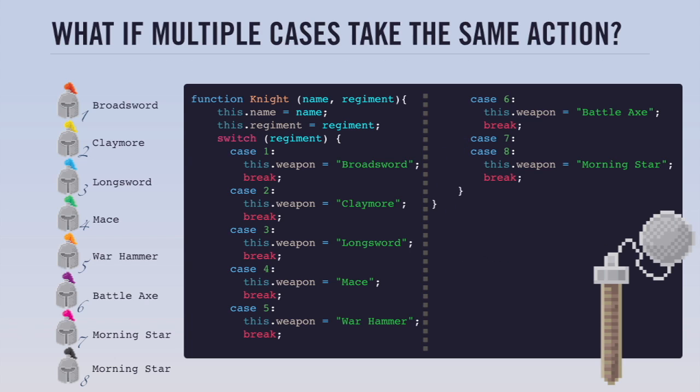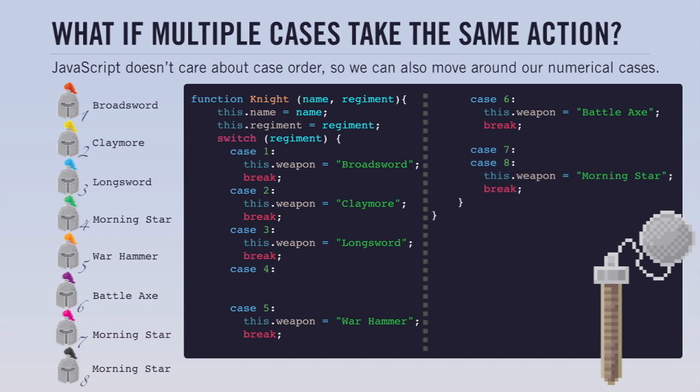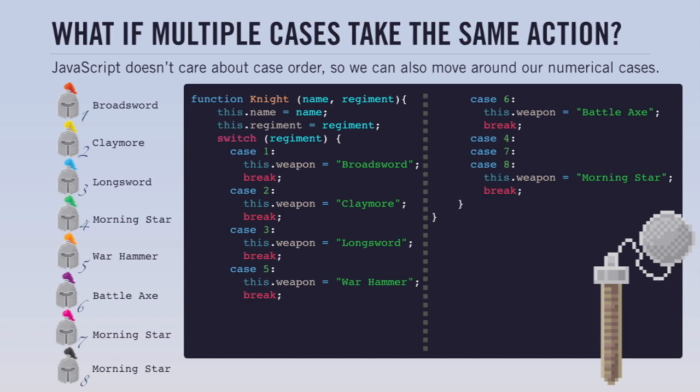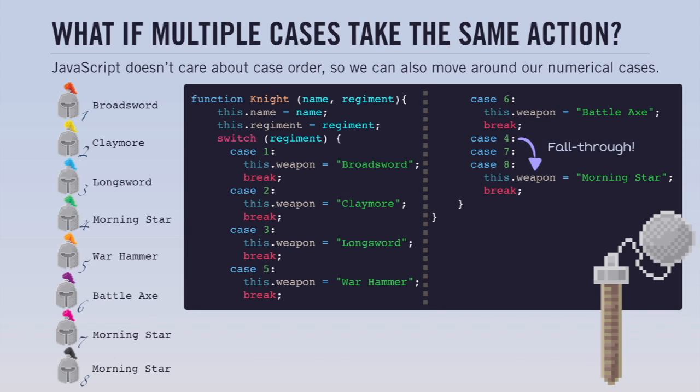Now you might ask, well, what if I wanted to move one of those earlier cases, say Regiment 4, who currently uses the mace, what if I wanted to make Regiment 4 use a Morning Star as well? Well, JavaScript doesn't care about your case order, so you can move around your numerical cases and place them wherever you'd like. Additionally, you can stack as many cases as you'd like on any particular set of actions. Fall through can often be useful if organized well.